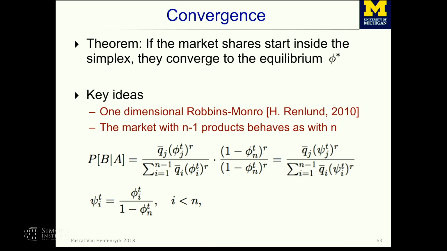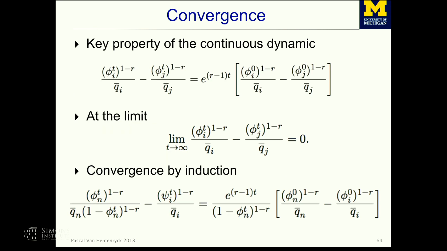So you can prove this, that if you start with non-zero market share for every one of the products, you're going to converge to this inner equilibrium. And the way you do that is basically by induction. Because if you remove one product and you put it aside, the rest is still a Robbins-Monro algorithm. So you can prove that by induction. And the other thing that you need is essentially the key property of the continuous dynamics.